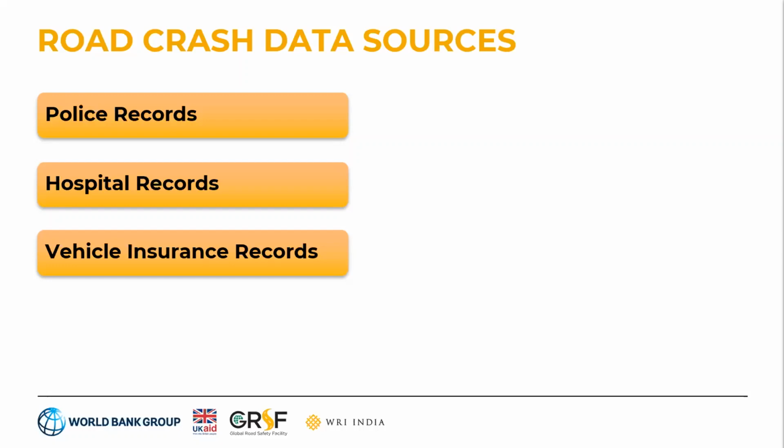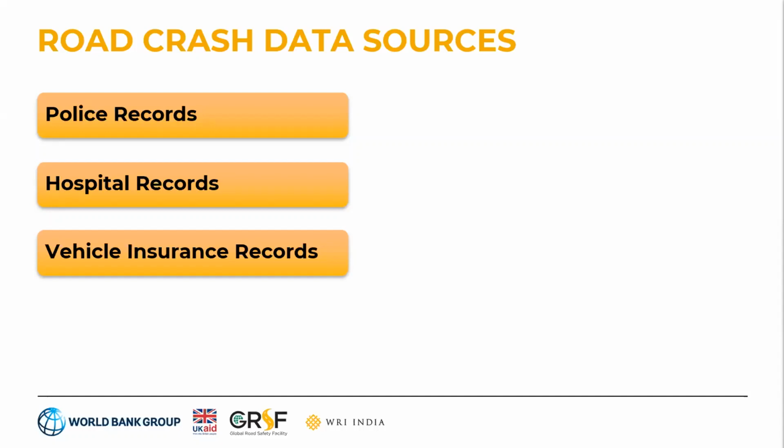Hospital records are useful for getting information about crash victims that died a few days after the incident took place. Because that sometimes gets excluded from the police record, because the police records tend to be up to date only up to a particular point of time. And if the victim were to succumb to his or her injuries after that time period, then the police records may lose out on that.